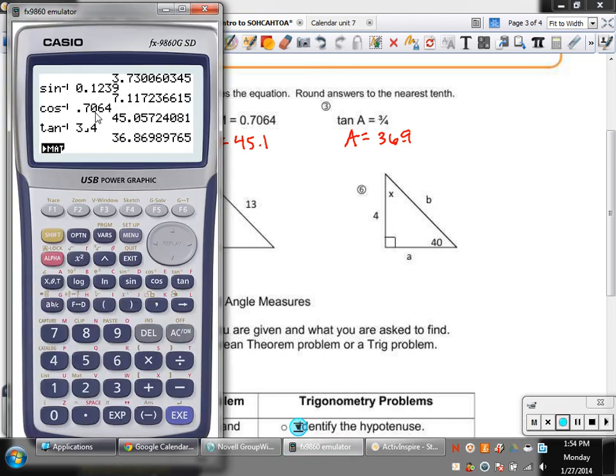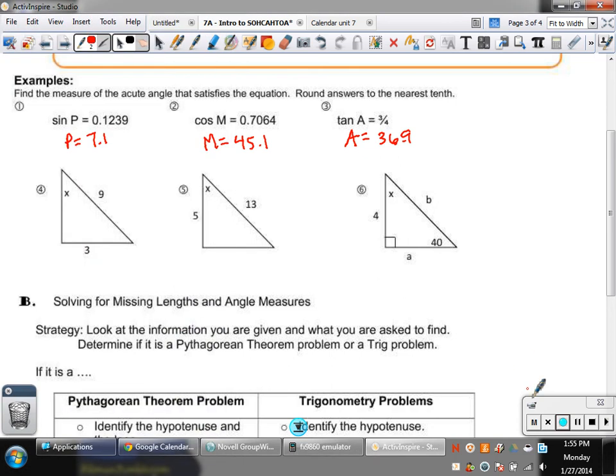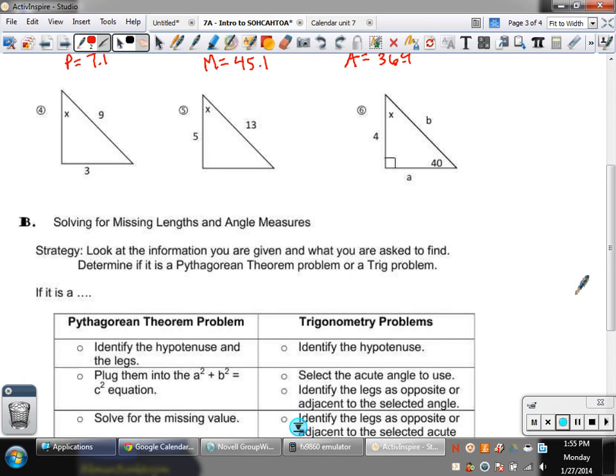Here's my calculator, so you can see what I did. I just pushed second or shift, depending on your calculator, cosine 0.7064, enter, and I got 45 point this, so I rounded to 45.1. And here, shift tangent, and then 3/4, I actually used the fraction button. It's important to put that in correctly, so either use the fraction button or use parentheses to put 3/4 inside the parentheses so that the inverse function works correctly. Okay, let's take a look at these triangle problems. Same exact idea right here.